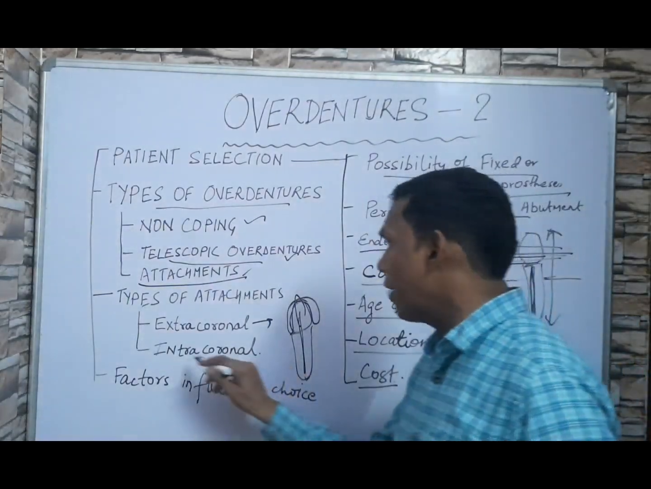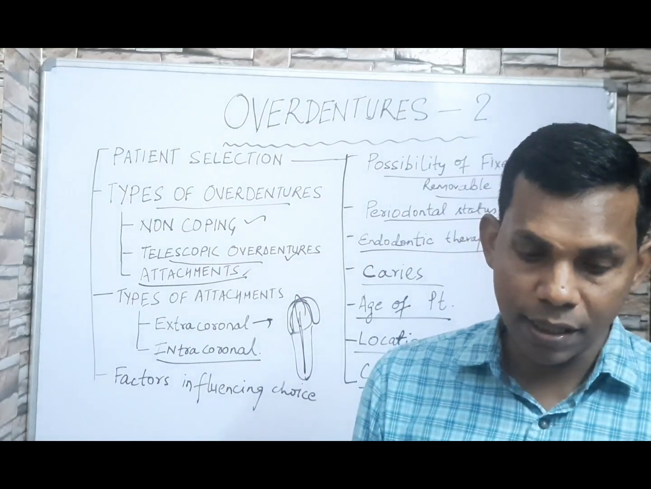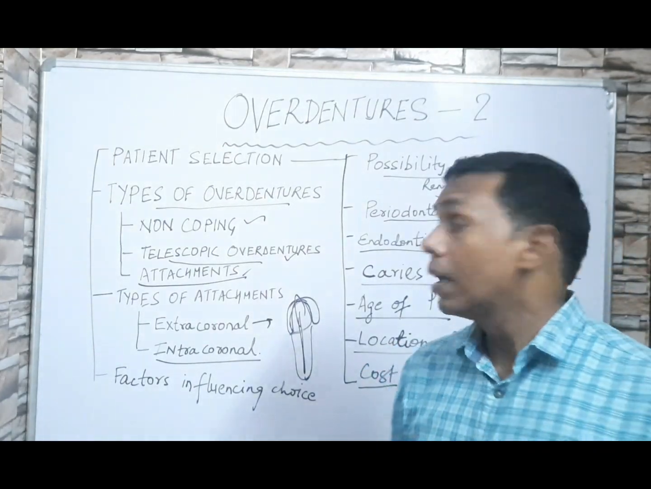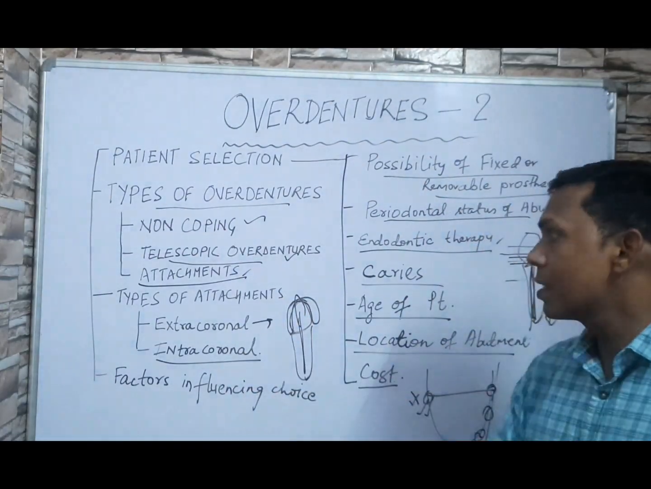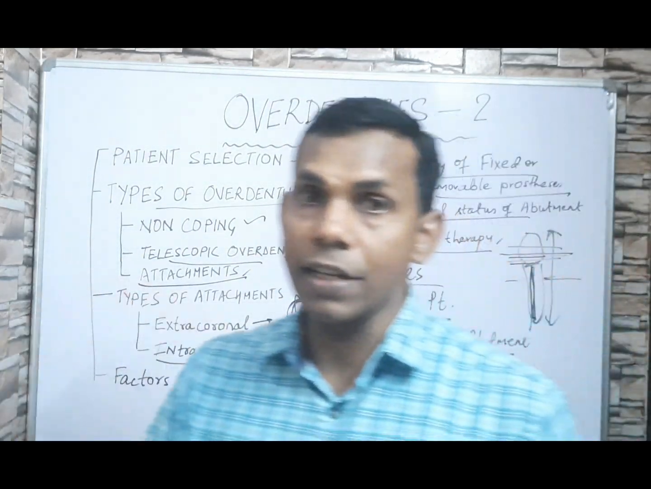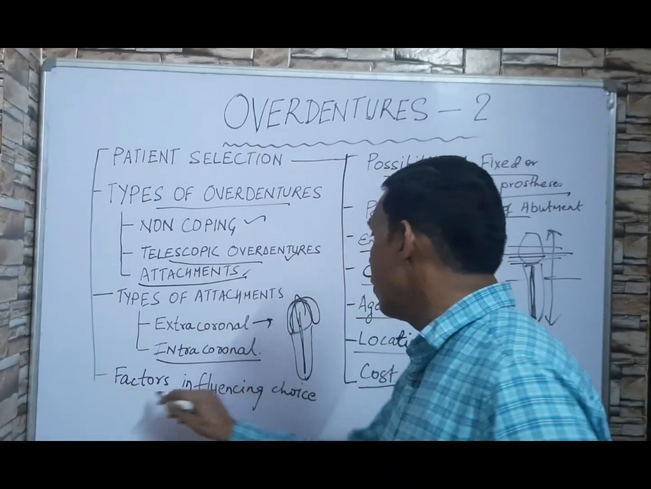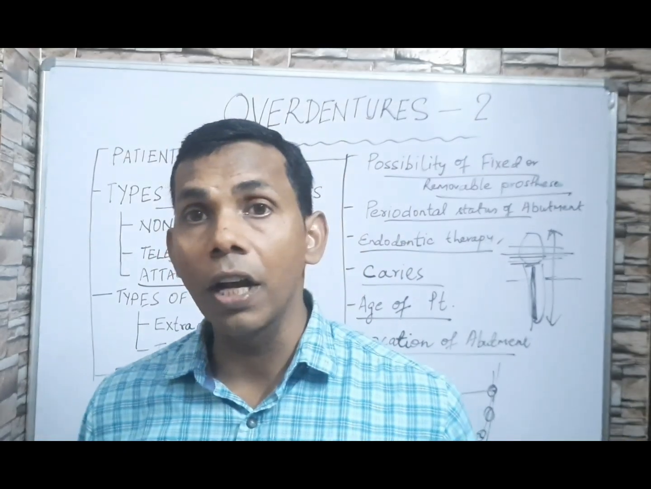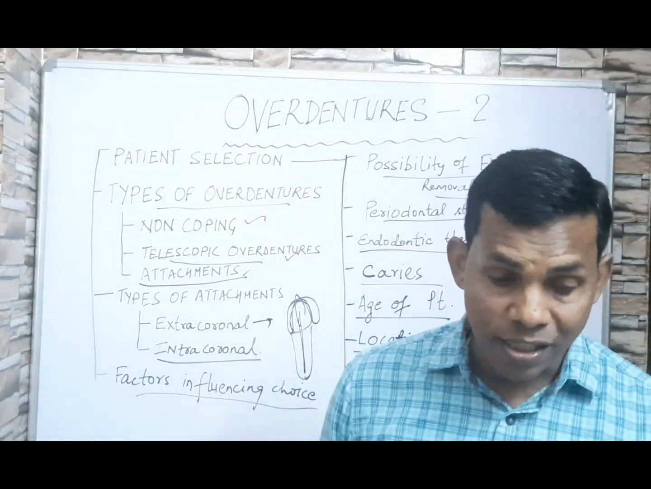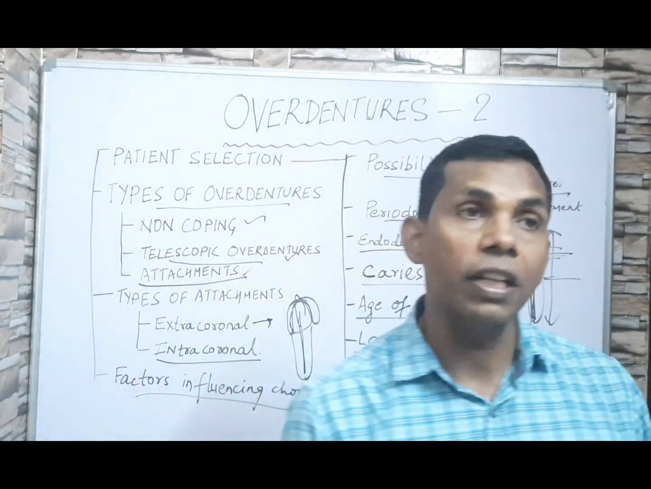And if it is deriving support and retention from within the tooth contours, then it is an intercoronal attachment. So we will take up this in detail in the next video. Next is, what are the factors which influence the choice of overdentures? Now when we are talking about the factors which influence the choice of overdenture, you have 2-3 things which you have to keep in mind.